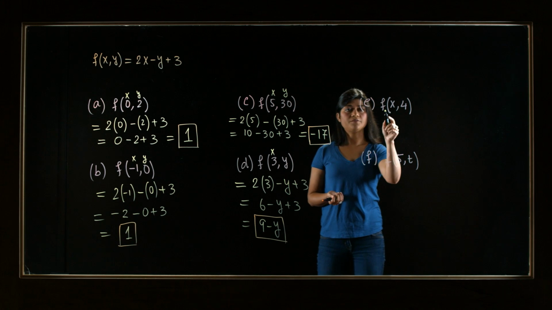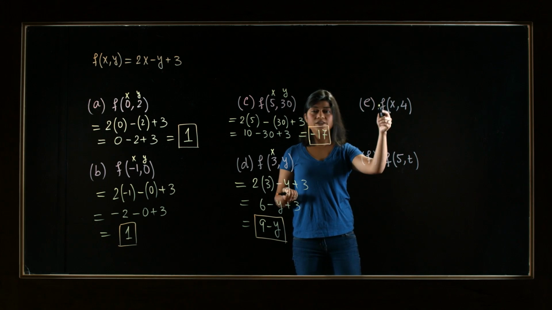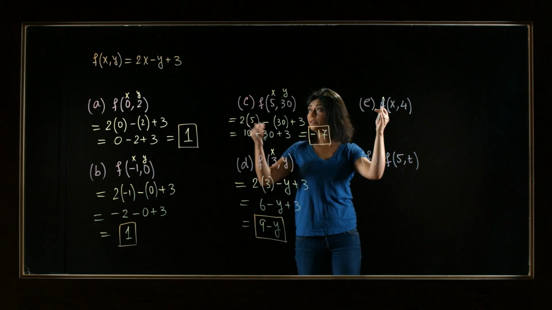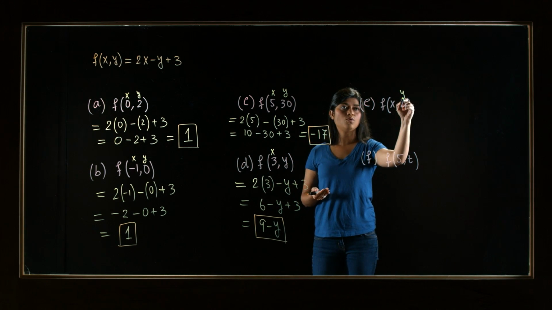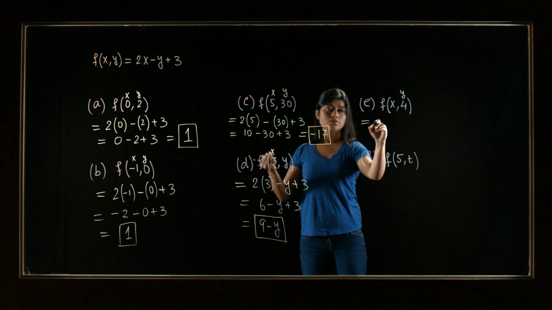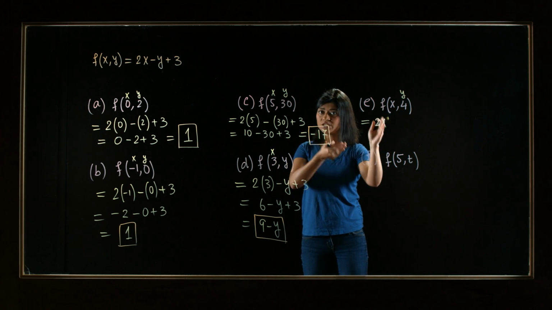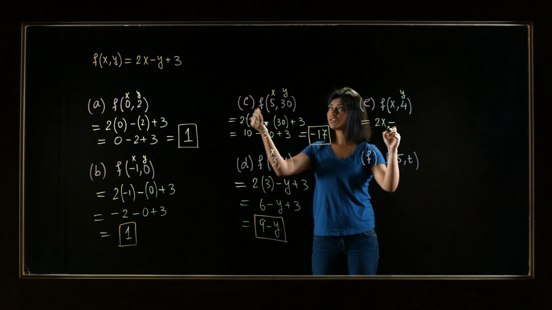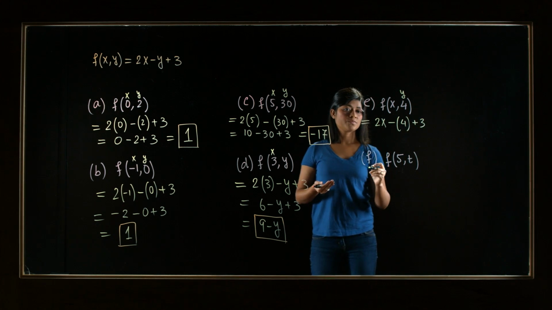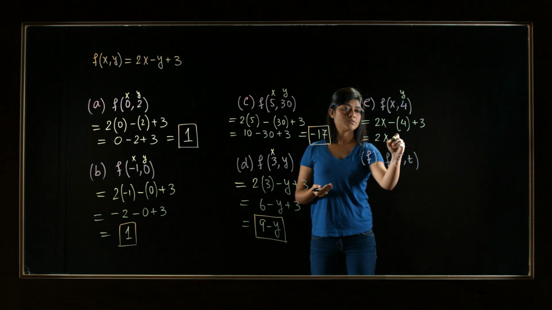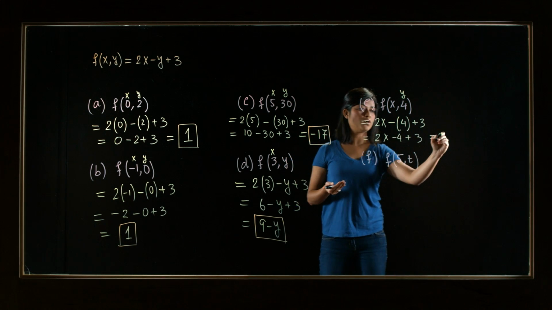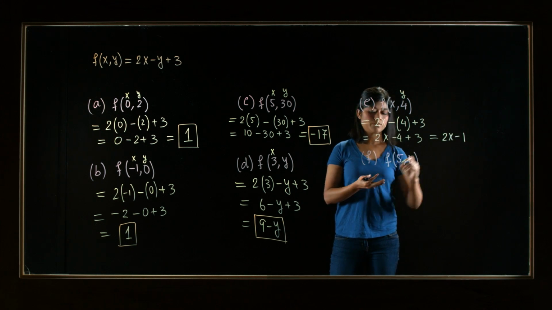Next, we have f of x, 4. Again, notice that x is just x, there is no specific value for it. So, we keep x as it is, but we plug in y equals 4 in the expression. So, do that again. The first term is 2x, we just keep it as 2x, minus, instead of y, you write down 4, and then plus 3. So, this is equal to 2x minus 4 plus 3, and negative 4 plus 3 is negative 1. So, this is 2x minus 1.